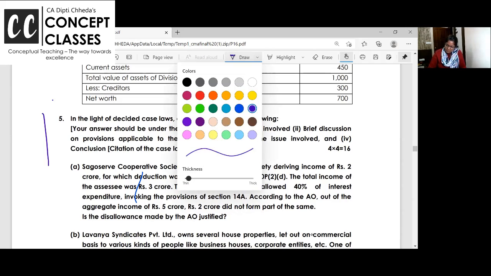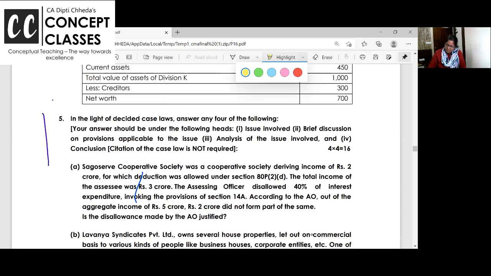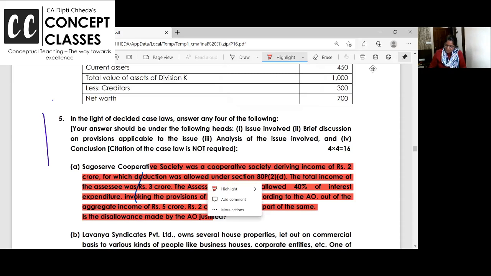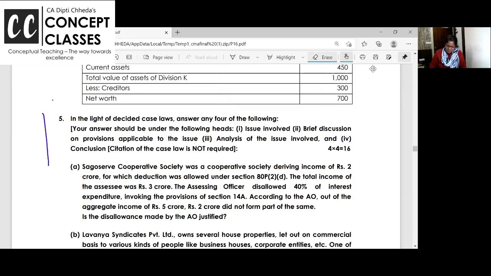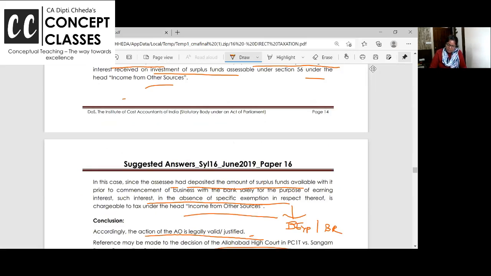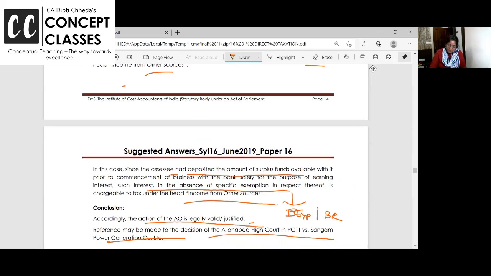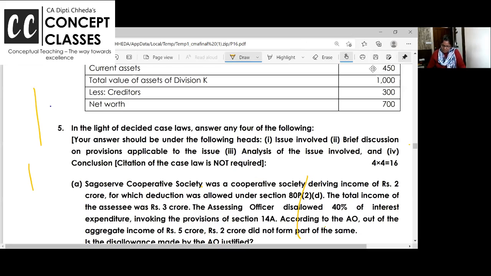Oh, what happened now? Okay, let us start with the third one. Question number 5. What happened? The page is also moving, so there is a problem. 1 second. Yeah. Let us read question number 1 only for this.